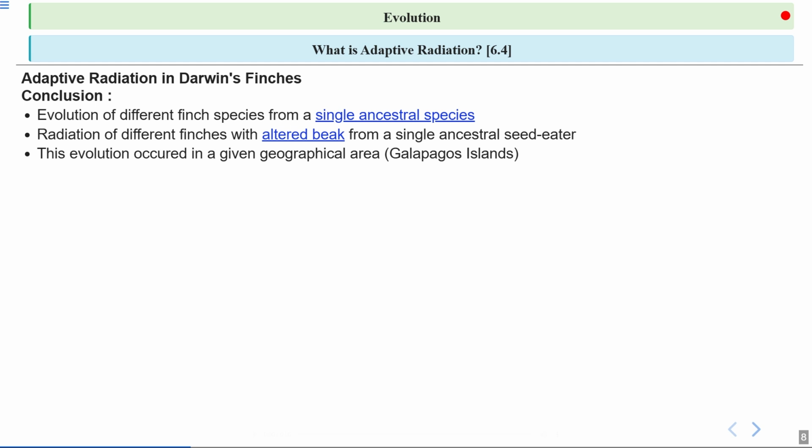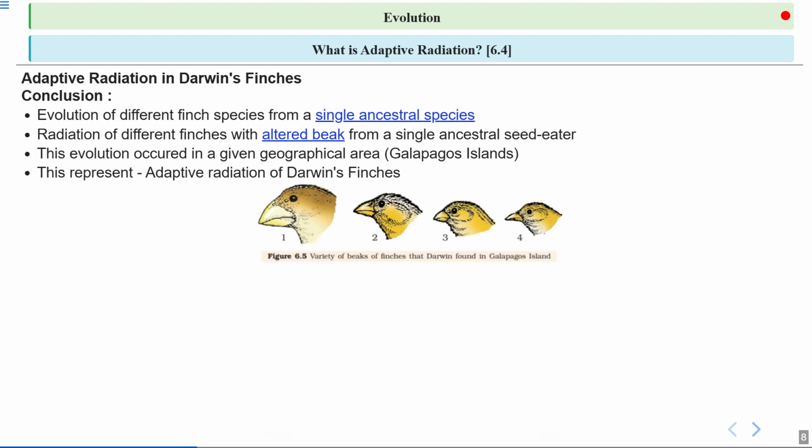Now, this evolution occurred in a given geographical area, which was the Galapagos Islands. The Galapagos Islands are a unique geographical area that facilitated this process. This represents the adaptive radiation of Darwin's finches. Darwin's finches are a very classical example of adaptive radiation. This is an image showing you the different kinds of beaks in Darwin's finches.